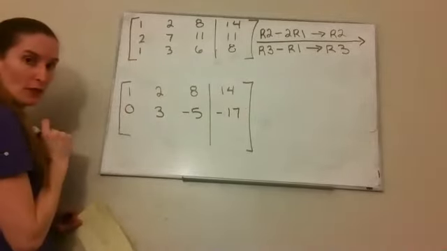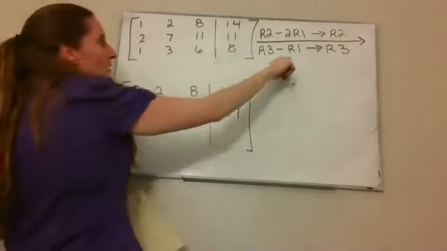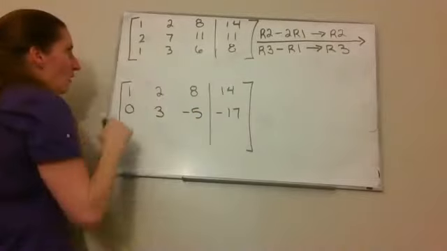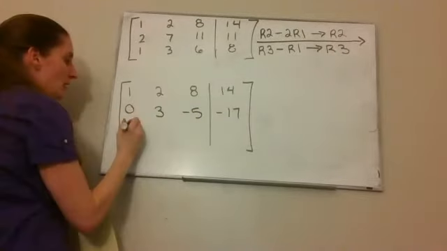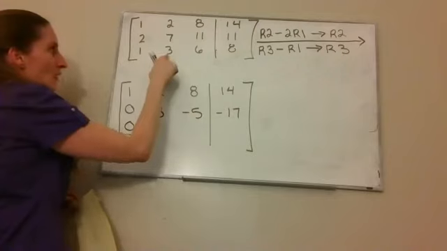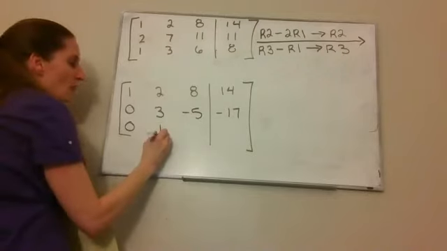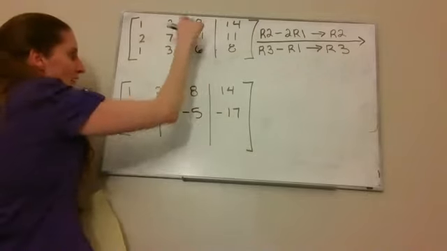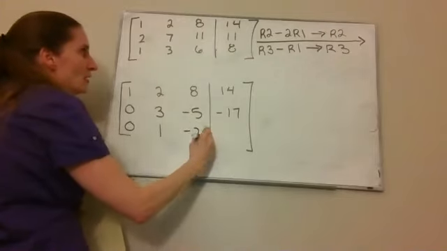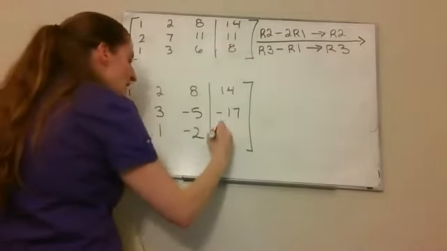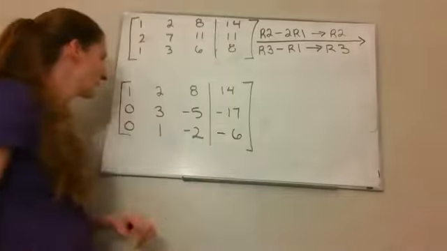Now we're ready for row 3. Row 3 is going to be row 3 minus row 1. 1 minus 1 is 0. 3 minus 2 is 1. 6 minus 8 is -2. And 8 minus 14 is -6.